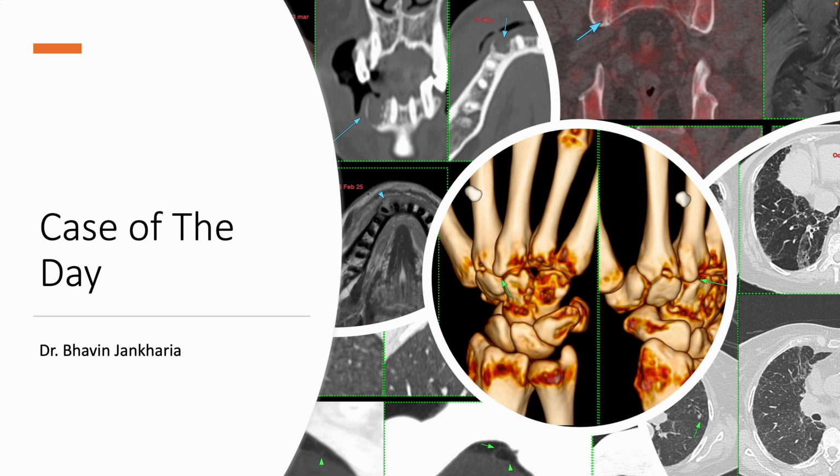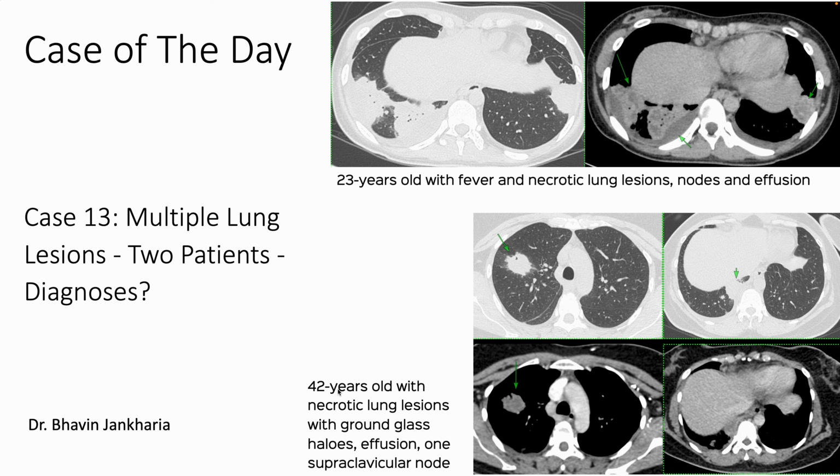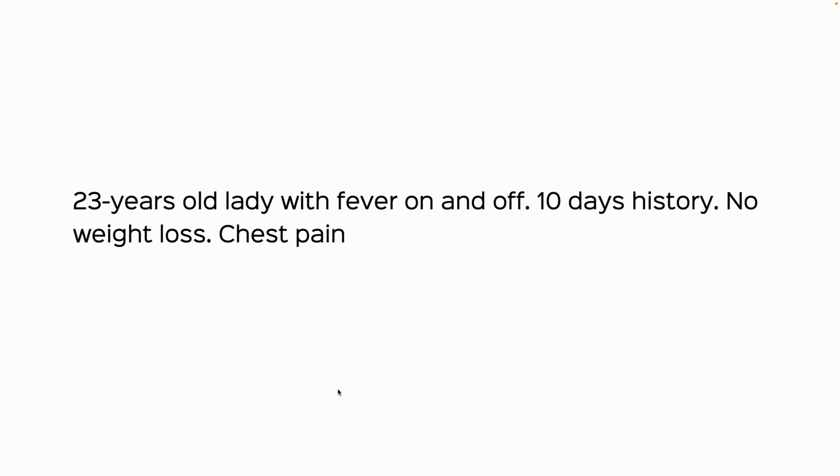This is Dr. Bhavin Jankaria, and today we're looking at the 13th case. So we've made it to week 4. It's 4 cases a week: Monday, Tuesday, Wednesday, Thursday. And today we have two patients with multiple lung lesions, slightly different. But the question is, what do you think they are?